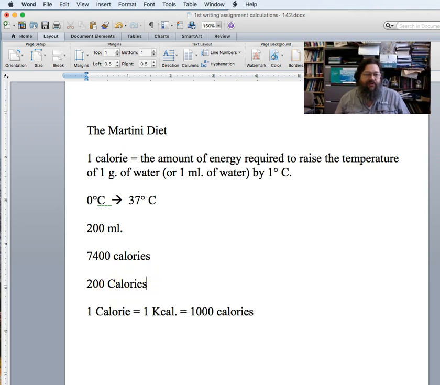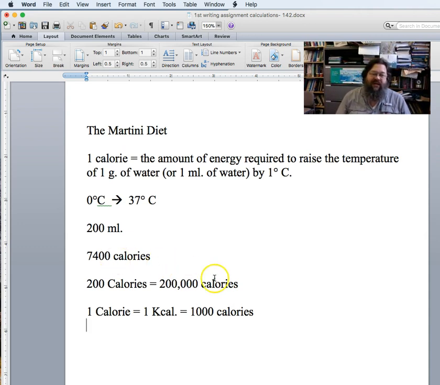So if I were to convert this to the same units that I was dealing with before, that wouldn't be 200 calories. It would be 200,000 calories. I actually do use 7,400 lowercase c calories in order to heat up that martini. But in drinking it, it gives me 200,000 lowercase c calories.